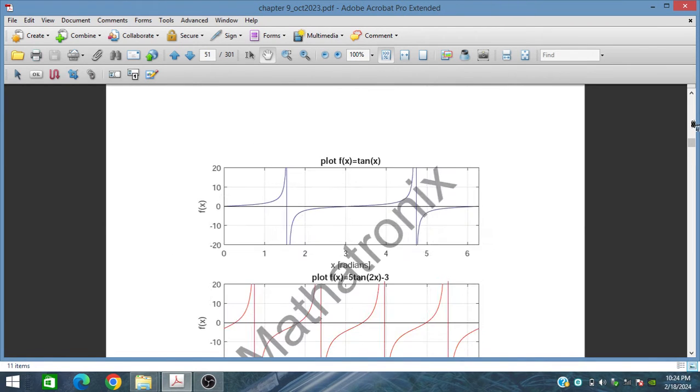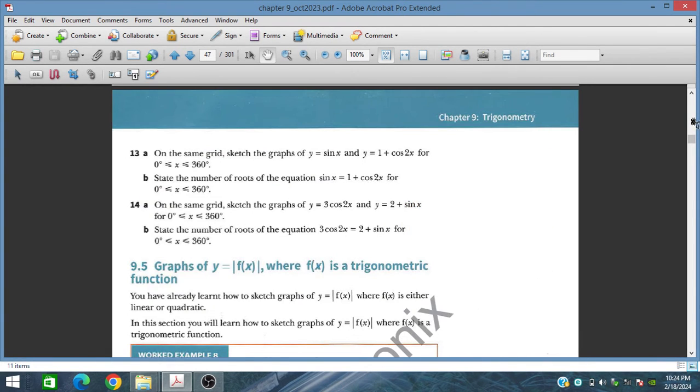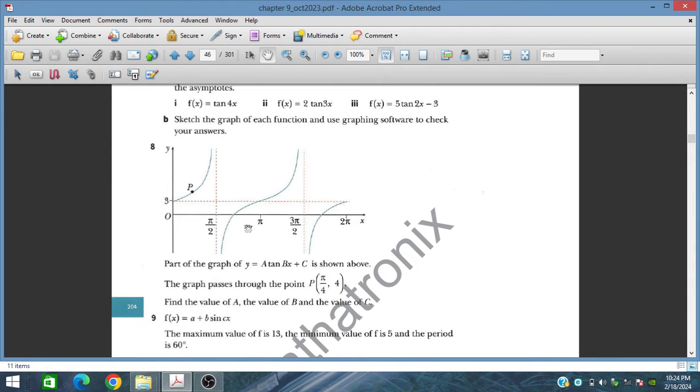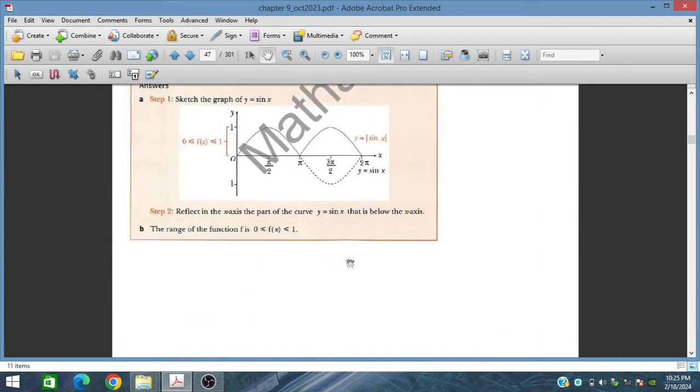Now go to question number 8. Here we have y = a sin bx + c as shown above. So we have this point P. The graph passes through the point P, pi by 4 and 4. So this point is pi by 4 and 4. Here we have a magnitude of 4, and this is pi by 4. Find the value of a. So we have to find the value of a, the value of b, and the value of c. Okay, so let's solve this question part.